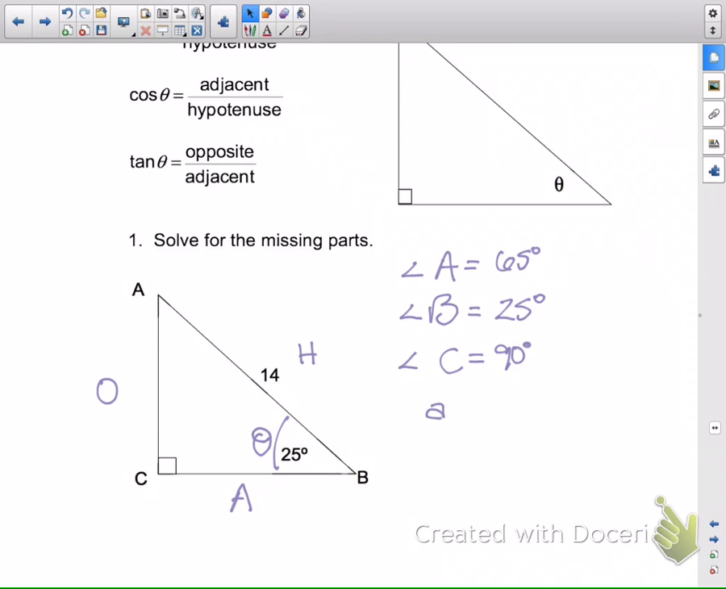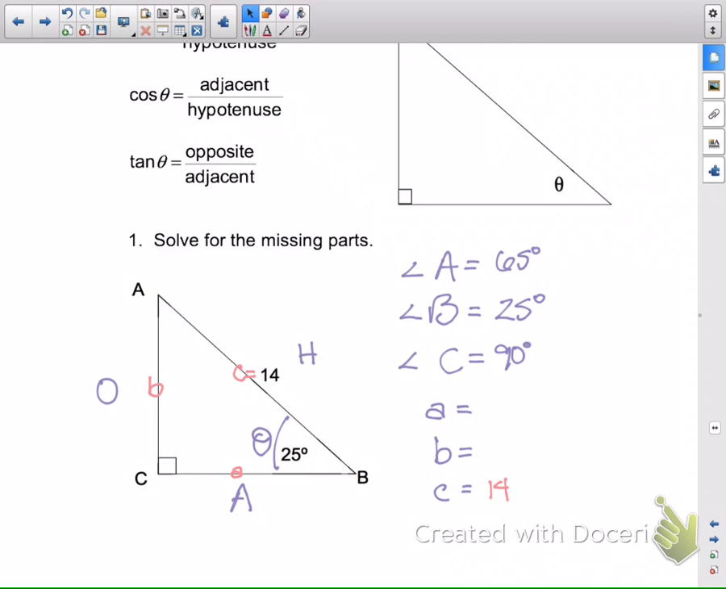We also need to use lowercase letters to name the sides here. If you don't remember this part, this is the opposite side from each angle that it goes with. So if angle A is up in the top left, side A is down here. Angle B is in the bottom right. That means this is our side B. And that means 14 is our side C, our hypotenuse. So out of our 3 sides, I currently only have 1 of them.